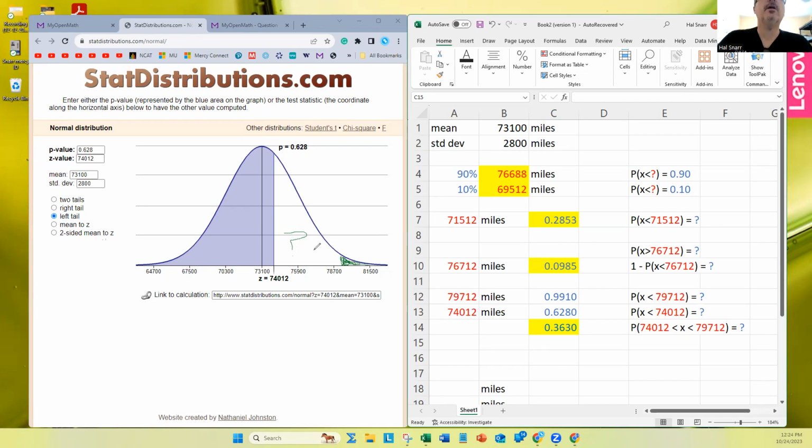So I want to know the white probability. I don't want the green probability, and I don't want the blue probability. I want the white probability. So this white area plus this purple area is this 0.9910. The blue area is 0.6280. So the white area is the difference between from here to negative infinity and from here to negative infinity. So I got to subtract the 0.6280 from the 0.9910. That's what I'm doing.